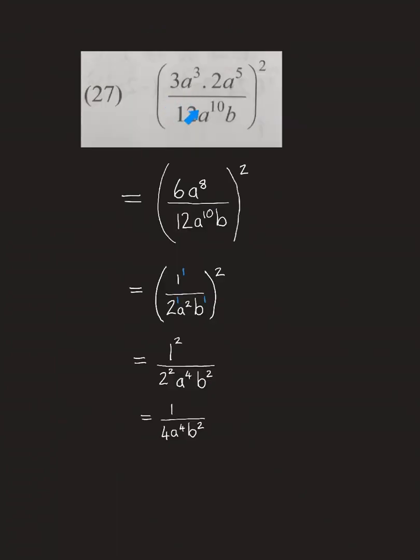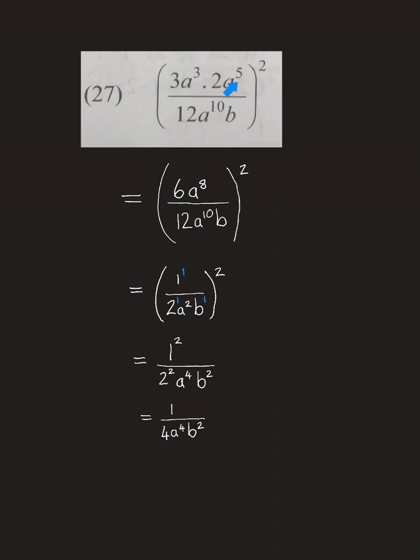So this question over here is looking to see if you know how to simplify the numerator and the denominator, and then after that, whether you know that that exponent that we're raising to the power of, it applies to all of the exponents on the inside. So if we go through what I've done, 3 times by 2 gave me 6. Then a to the power of 3 times by a to the power of 5.